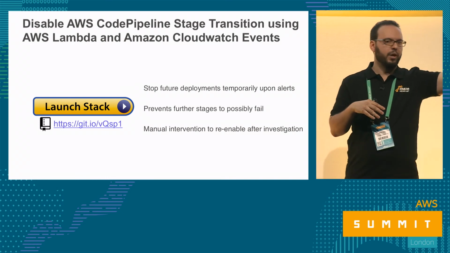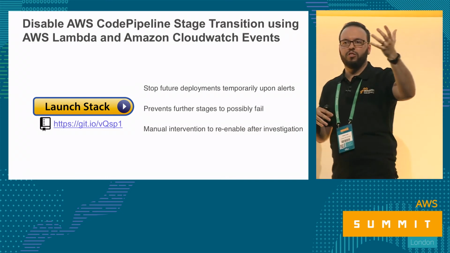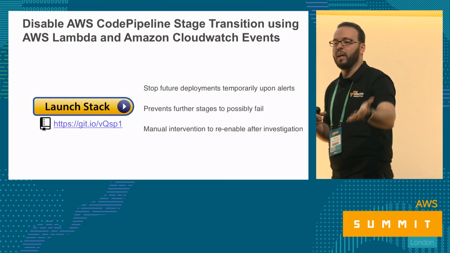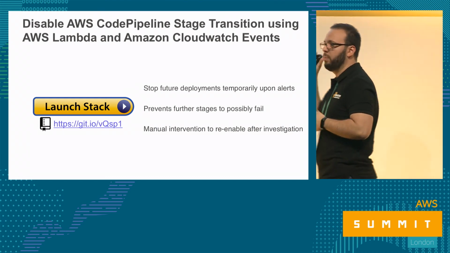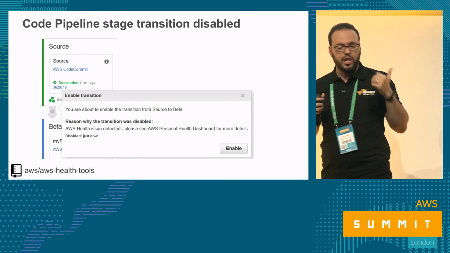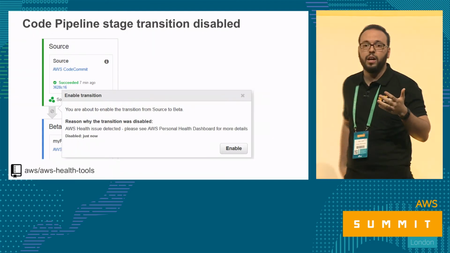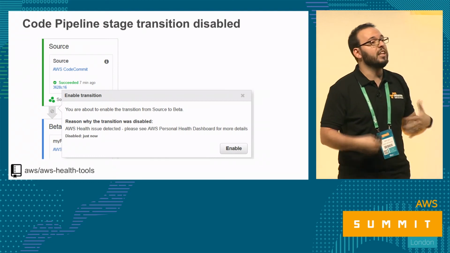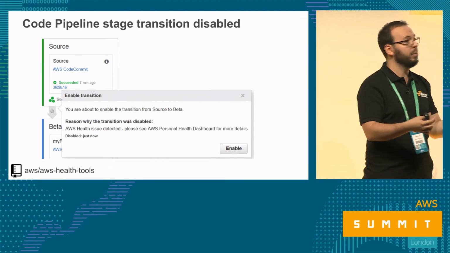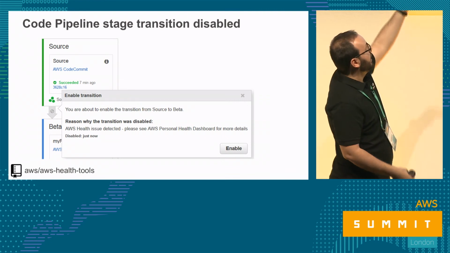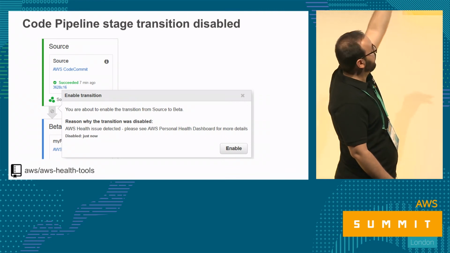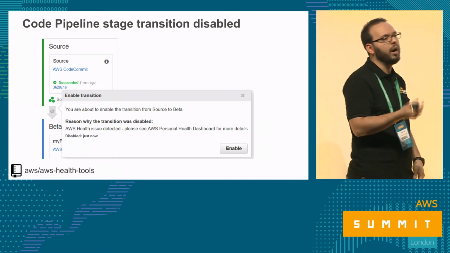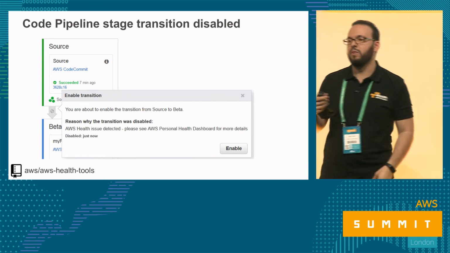As you receive a Git push from the developer, you want to make sure that if there's an issue, you stop right there, wait, and do something afterwards. So in this particular example, all you have to do is launch this CloudFormation stack and specify the CodePipeline stage, and once an issue has been detected in your environment, Lambda will automatically disable that stage transition from source to build, or whatever stage you have, and will tell you why. So that's why it's one of my favorite ones.